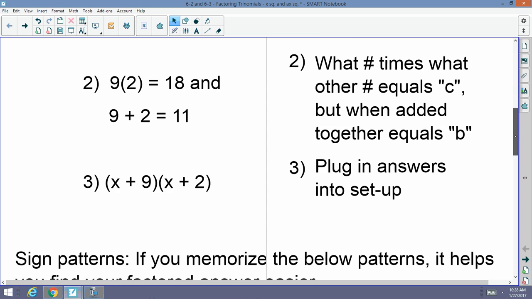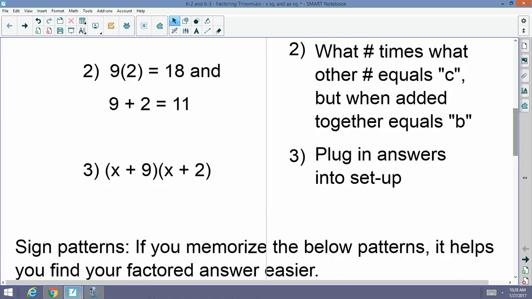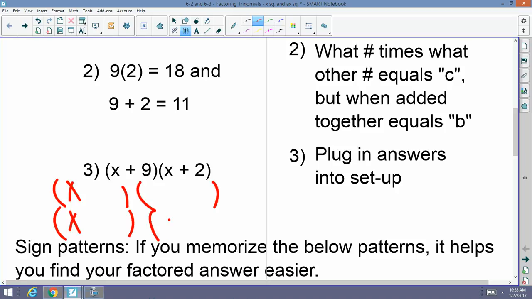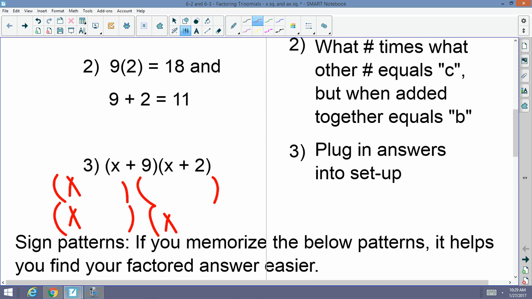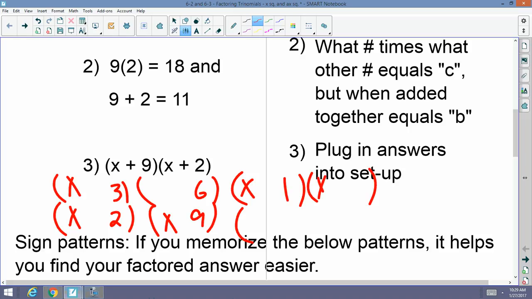So what the book wants you to do, or maybe another teacher would want you to do, is this. You have your x and your x. And then what times what is 18, but when added together is 11? Well, they want you to put, okay, it could be 3 and 6. It could be 2 and 9. It could be 1 and 18, etc. They want you to list all of those out. Then it wants you to actually multiply them out and then see which one gives you the answer.